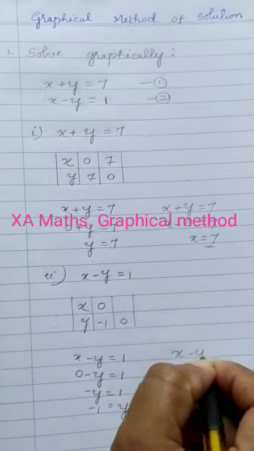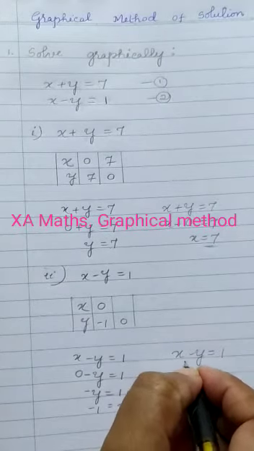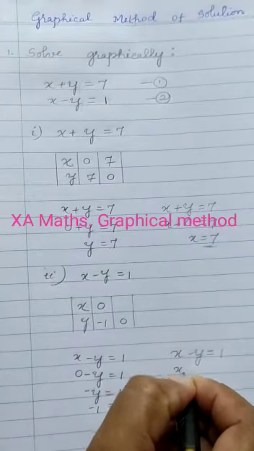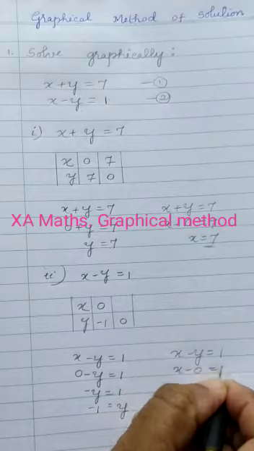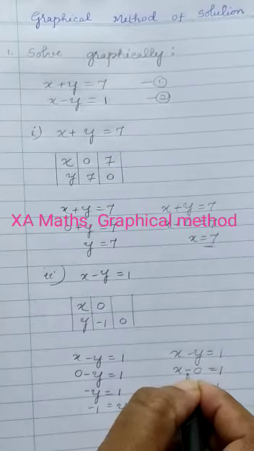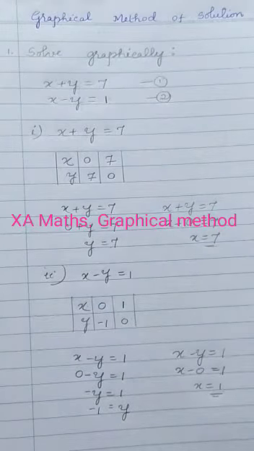Next again x minus y is equal to 1. Here the value of y we have taken as 0. So x minus 0 equal to 1. What about x? x is becoming 1 only. So we got the values here, and we can now write the answers, correct?